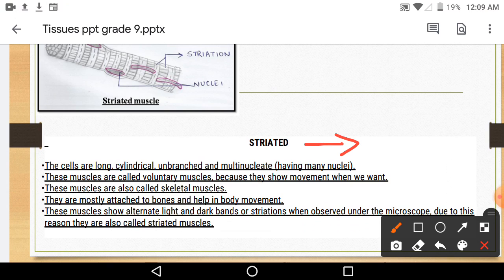These muscles are also called skeletal muscles. Suppose you want to walk from one place to another, that is your wish. So it is voluntary movement. They are mostly attached to bones and help in body movement.